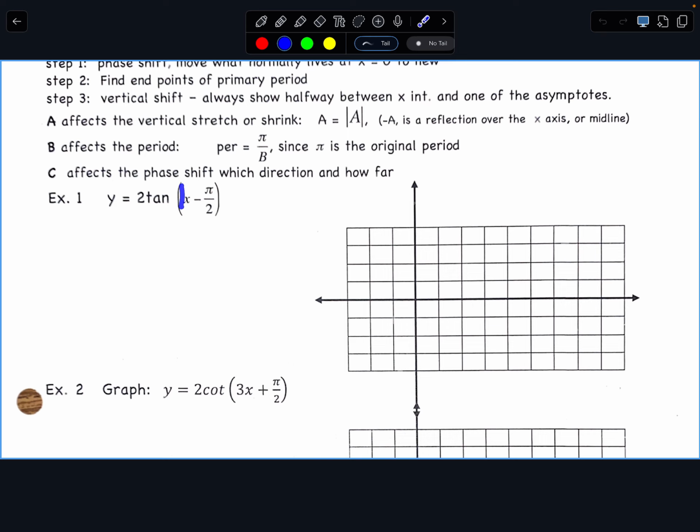In example 1, b is 1. It's a 1x, and so therefore b is just 1. And so the period is pi divided by b, which is pi divided by 1, which is just pi. So there's no change in period on this one. The key increment is 1/4 of that, so the key increment is pi/4. This minus pi/2 means your phase shift is to the right pi/2.